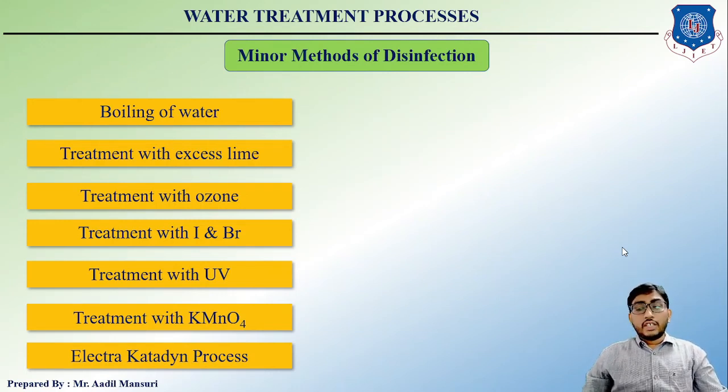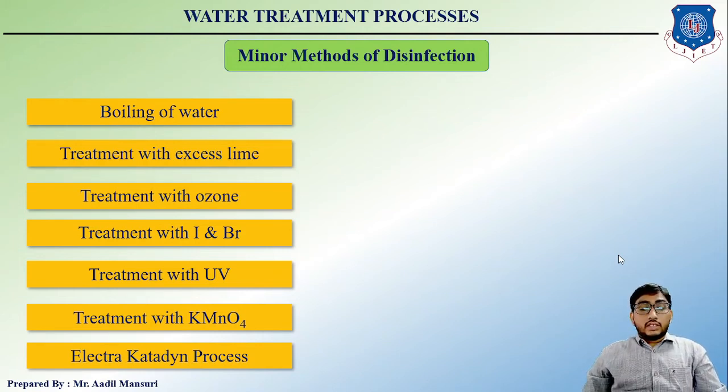Now, because of its instability, ozone readily breaks down into normal oxygen and releases nascent oxygen, and the nascent oxygen so produced is a powerful oxidizing agent and removes the organic matter as well as the bacteria from the water. Right? Next is iodine and bromine.